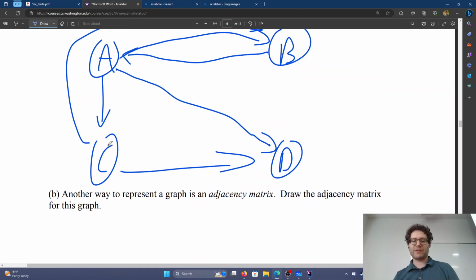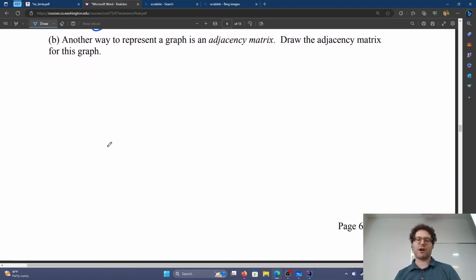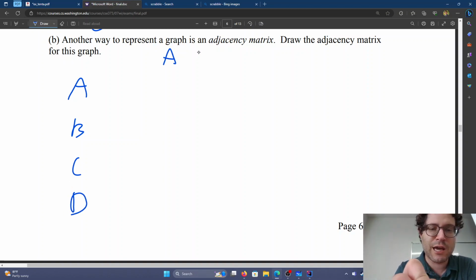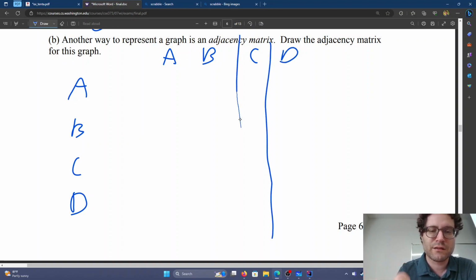Another way to represent this is an adjacency matrix. Draw the adjacency matrix. I'm going to go ahead and just simply create the adjacency matrix over here. We've got A, B, C, D. A, B, C, D as my adjacency matrix.